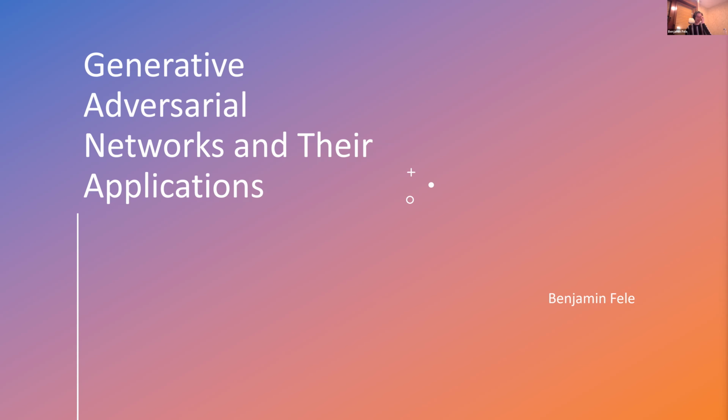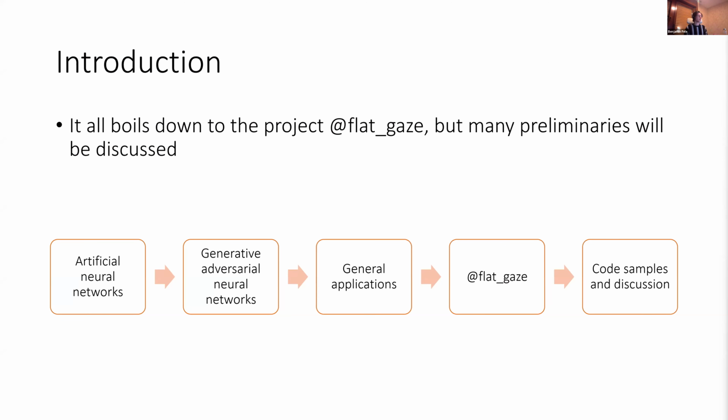Okay, sure. So as mentioned, I'm going to talk about generative adversarial networks and their applications. I'm going to talk less about PyTorch, and I probably won't concentrate on code samples as much as I had hoped to. But it all boils down to the project FlatGaze, which is authored by Matej Hiltz. It is an artistic project that, in a nutshell, on a very concrete level, aims to generate images of exhibitions, and it uses generative adversarial networks to do that.